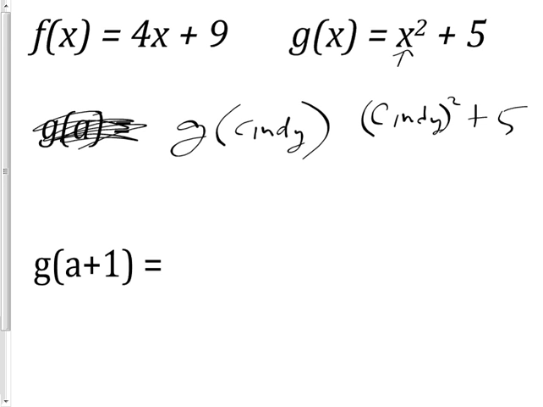The square root of Cindy? I don't know. This is where the thing starts to break down. We don't need to solve it, though. We just have the answer, and this is it. Cindy squared plus 5 is your answer. Done. Don't have to solve it.